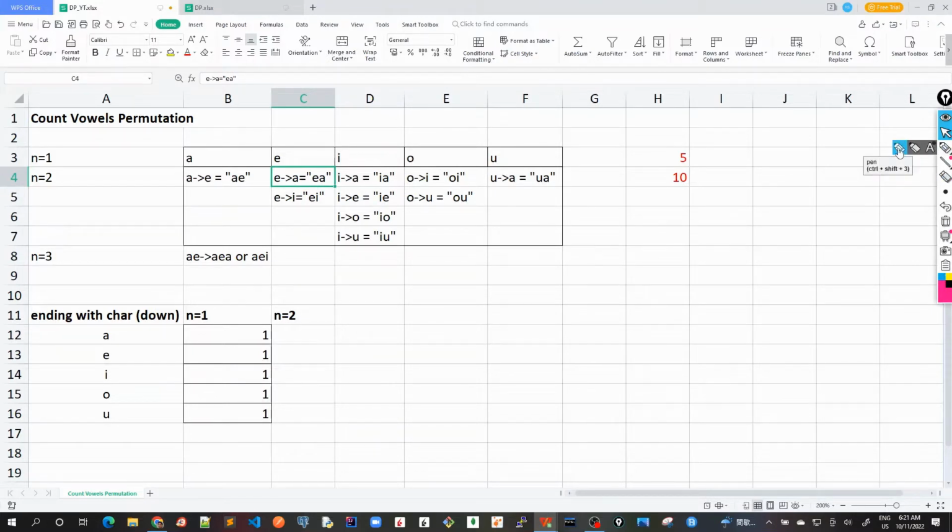So let me use this. We see that A ends here. Similarly, A ends here, and A ends here, right? So the total number of strings that end with A is 3. Similarly for E, we have this one string and this one string, right? These are the two strings among all the possible strings for n equal to 2. There are 2 in total.